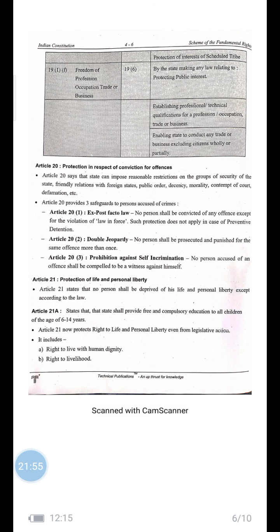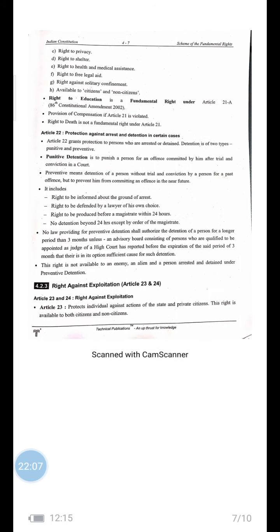Then Article 21 now protects the right to life, personal liberty, and even legislative action includes: first, the right to live with human dignity, the right to livelihood, then the right to privacy, right to shelter, right to health and medical assistance, right to free legal aid, right against solitary confinement, then availability to citizens and non-citizens, then right to education as a fundamental right under Article 21A, which provides compensation if Article 21 is violated, then right to death is not a fundamental right under Article 21.